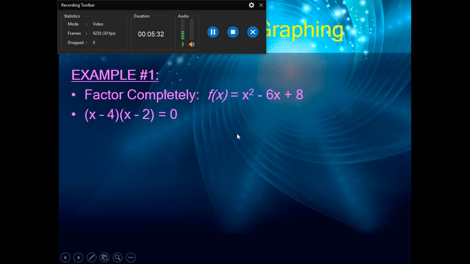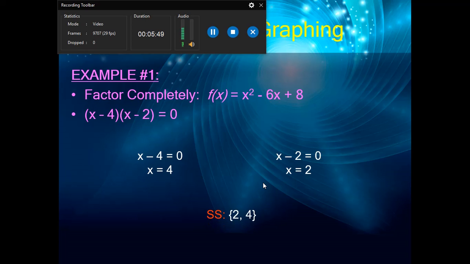So I'm replacing f of x with 0, and I have two binomial factors. At this point, we'll set each factor equal to 0. So I have a solution or a root at 4 and another solution or root at 2. So at the end of factoring, I would list my solution set as 2 and 4.